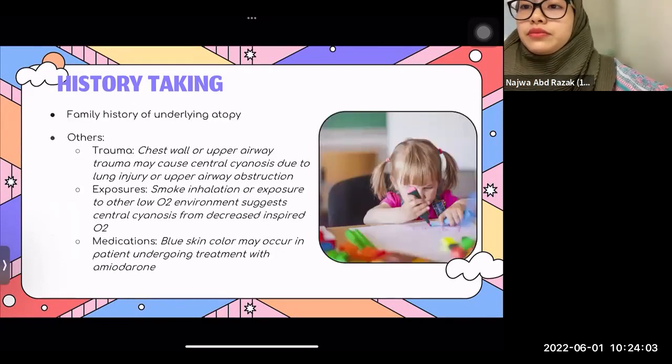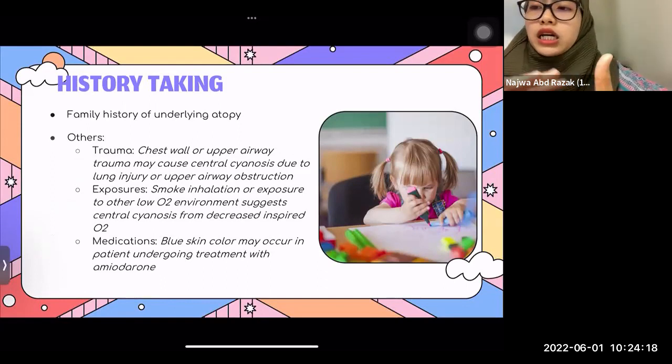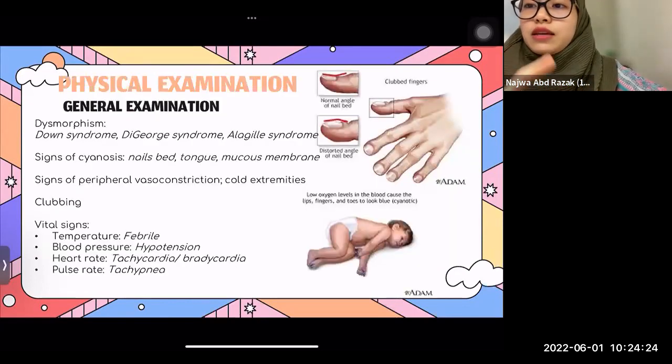Okay, next. Other history taking, we can ask for trauma, exposure to smoke or any chemicals, and then medication, because blue skin color may occur in patients undergoing treatment with amiodarone. Okay, next we move on to physical examination.